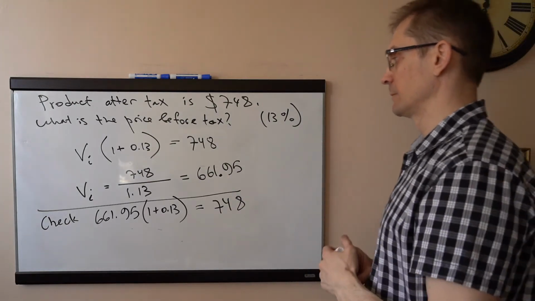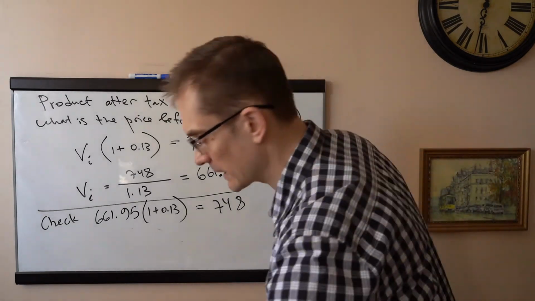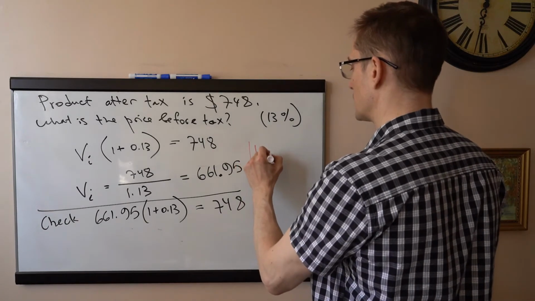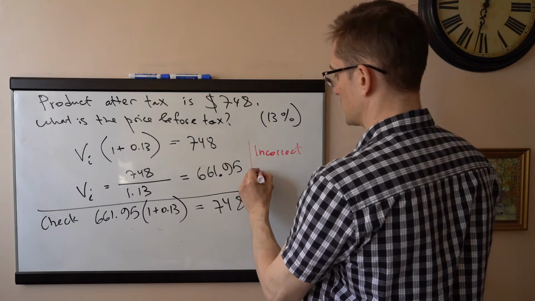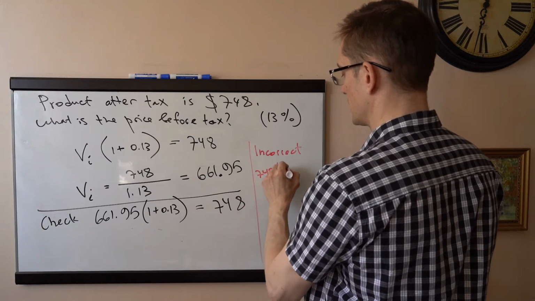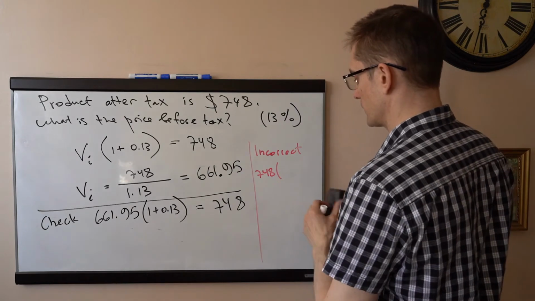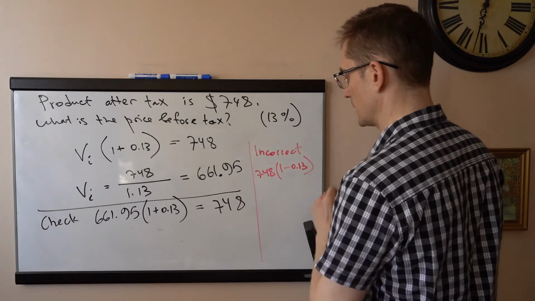Once again, I want to stress that the incorrect solution is to take 748 and basically decrease it by 13%.